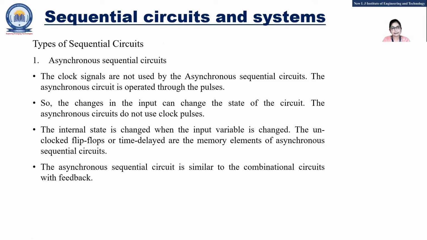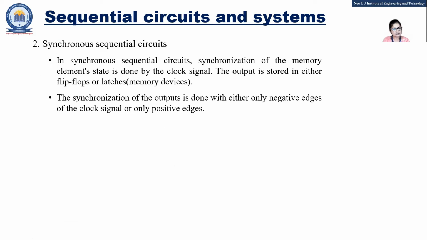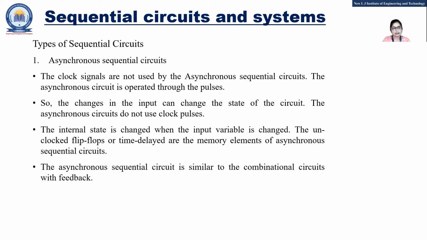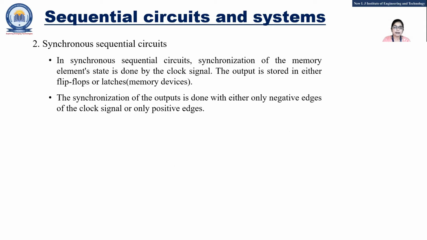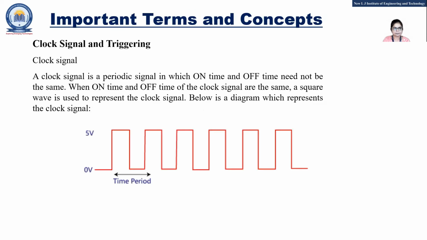Now we'll see the types of the sequential circuits. There are two types, asynchronous sequential circuits and synchronous sequential circuits. The basic main difference between these two circuits is the clock signal. In the asynchronous sequential circuits, there is no need of clock signal. We are not using clock signal. And in the synchronous sequential circuit, we are using clock signals.